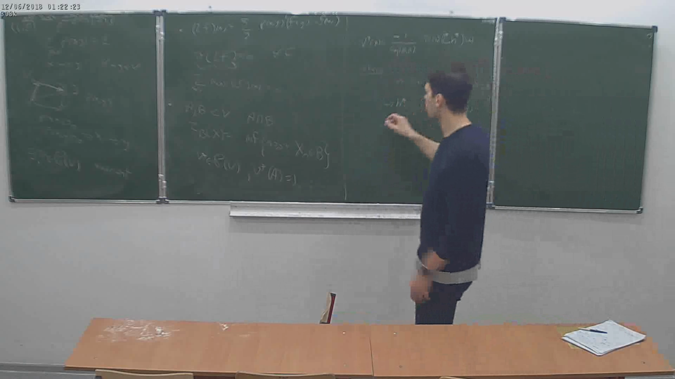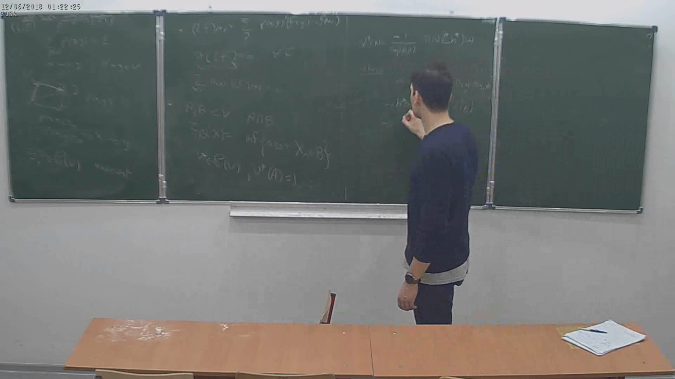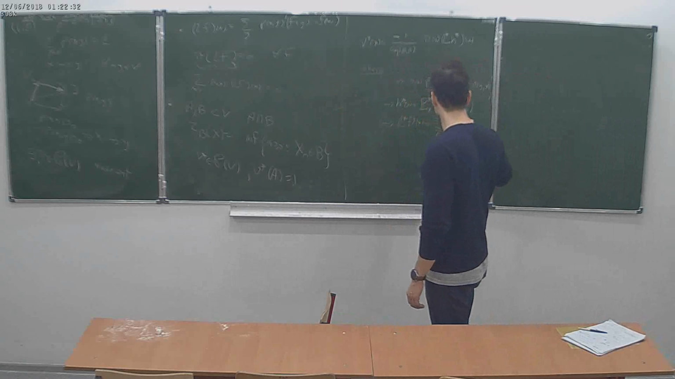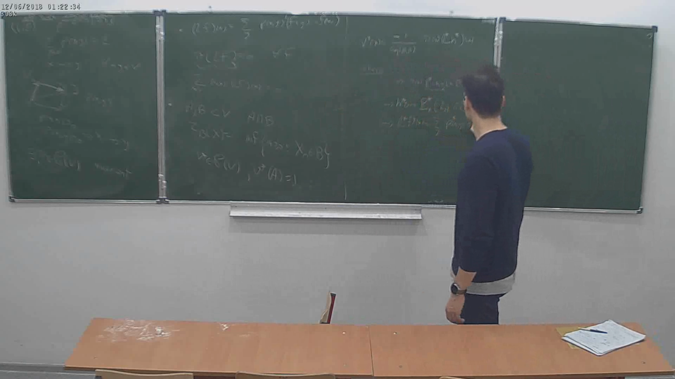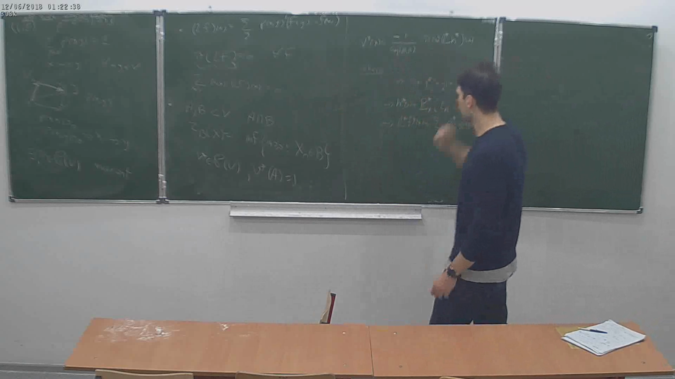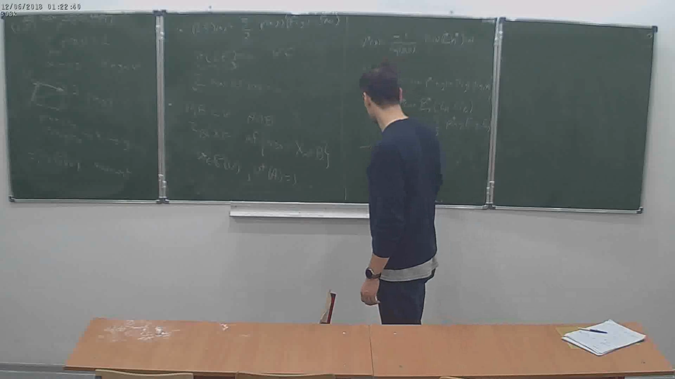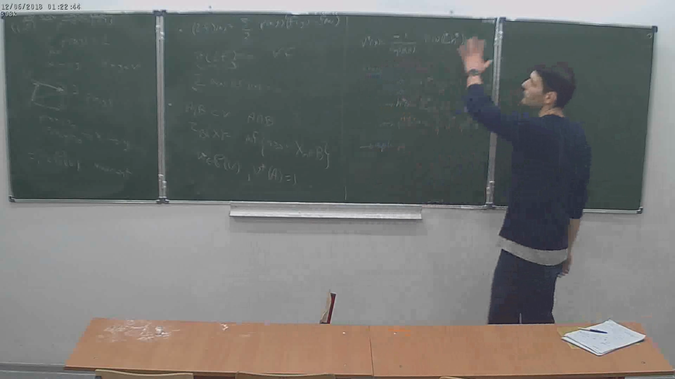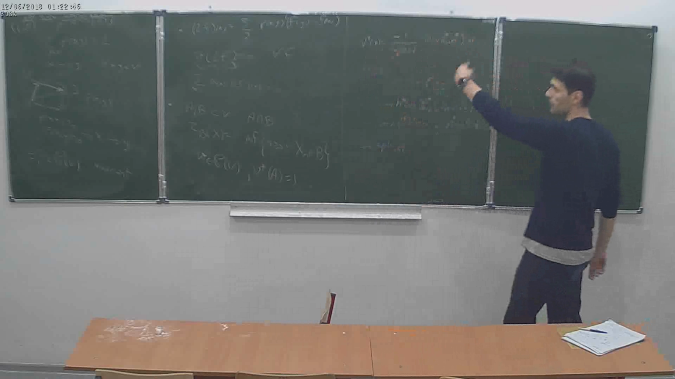And of course L star is just that, right? L star is just the sum over y of P star(x,y) times f(y) minus f(x). And finally, the capacity between A and B was just the normalizing factor of this thing, so that it's a probability.